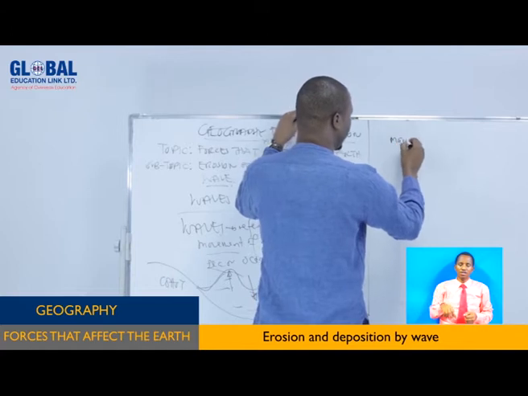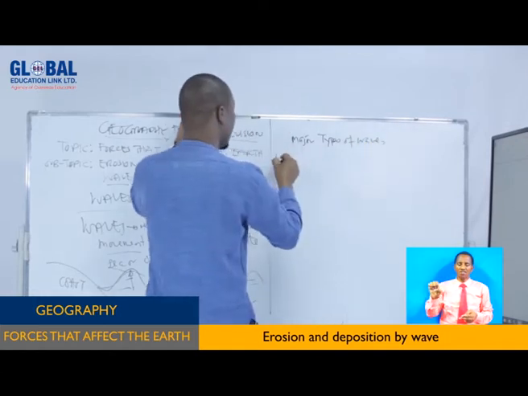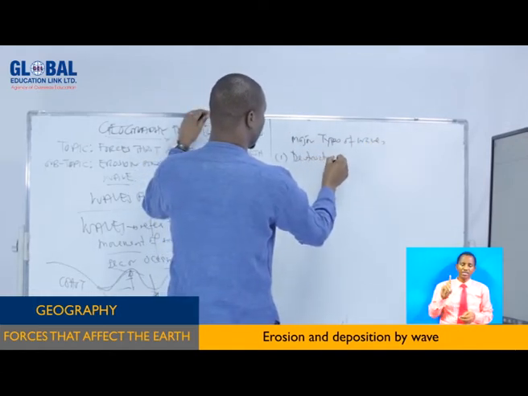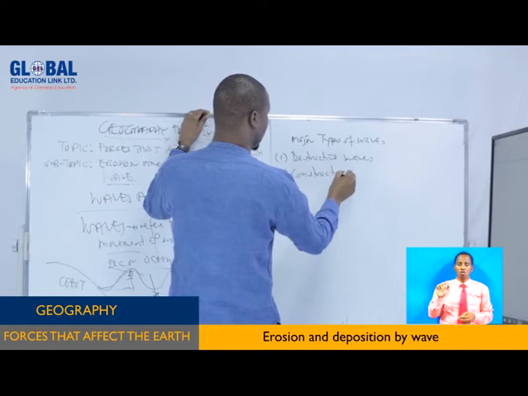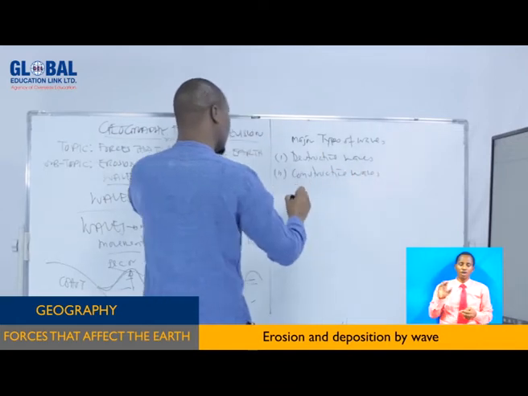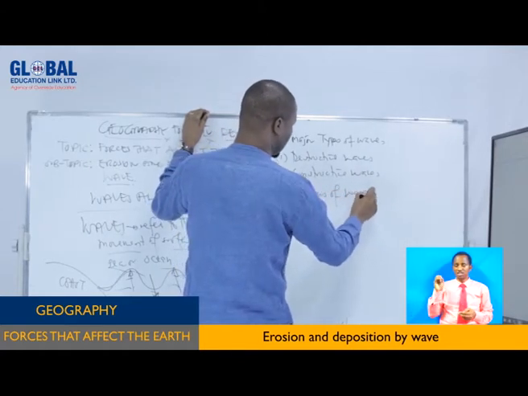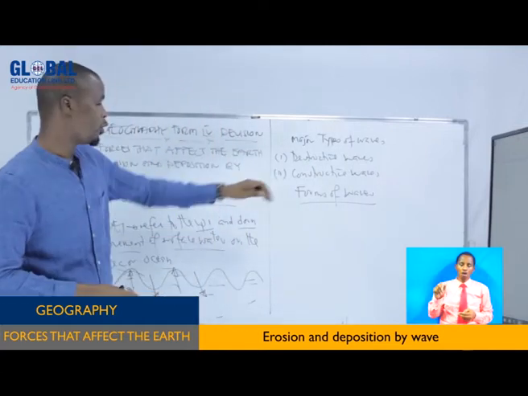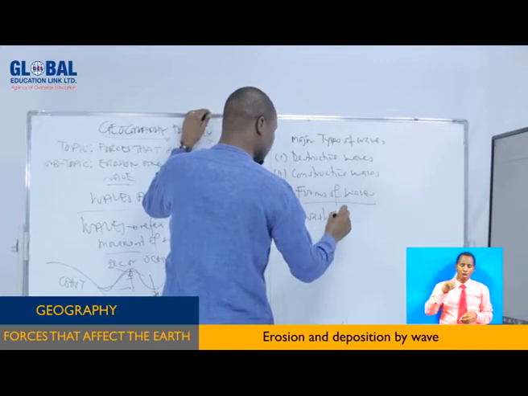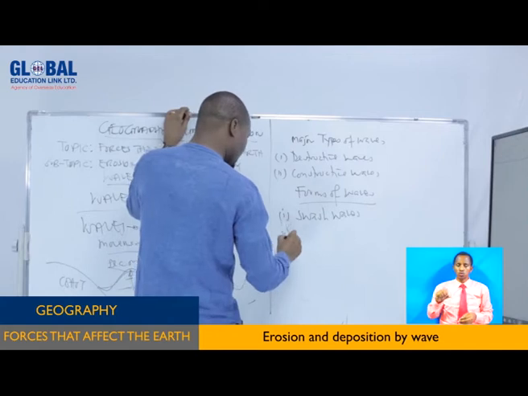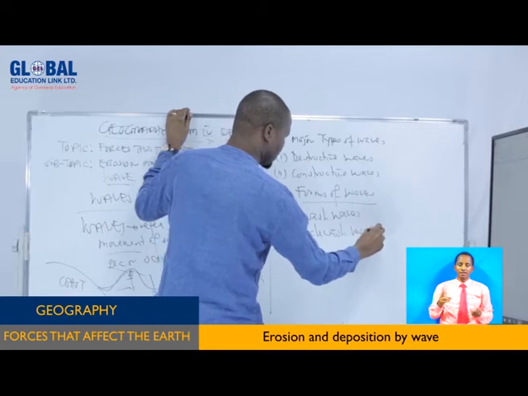We have two major types of waves: the destructive waves as well as the constructive waves. And apart from that, we have forms of waves. Listen to me very carefully. We have the major types of waves, and we have the forms of waves. Forms of waves: we have the swash waves, and we have the backwash waves.